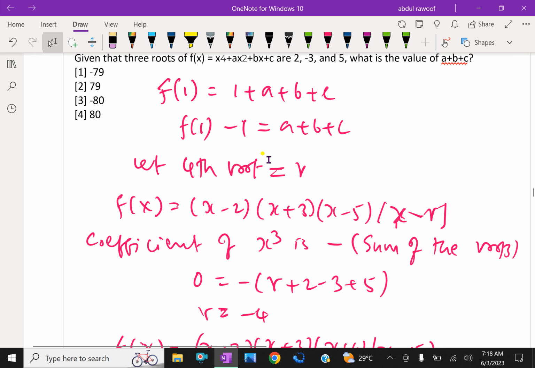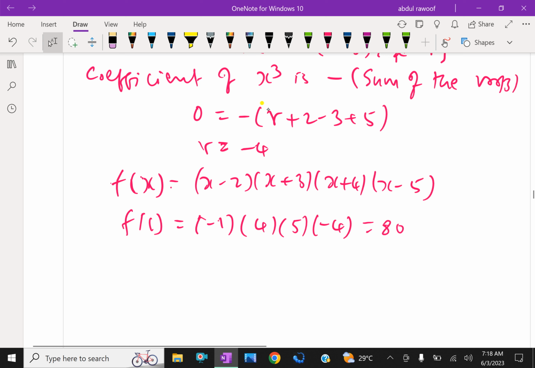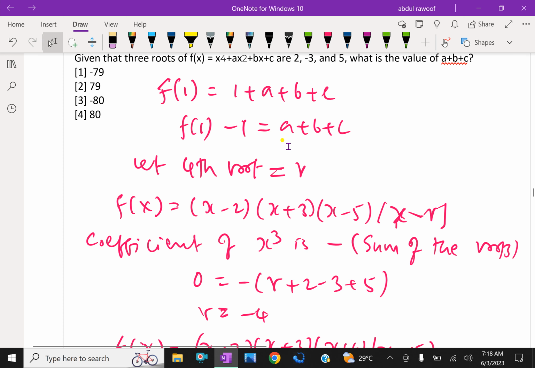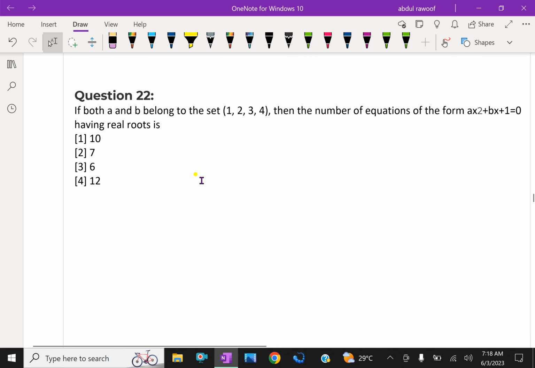But we have the relation f of 1 minus 1 is a plus b plus c. Therefore, a plus b plus c equals f of 1 minus 1. F of 1 is 80, minus 1 is 79. So we have the option 79. Next question.